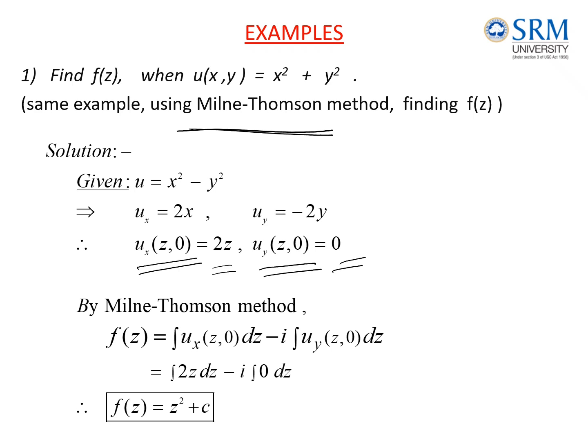So if I substitute ux at the point z comma 0 here, it will become 2z dz, and here uy at the point z comma 0 is 0, so this integrand becomes 0. Therefore, if I integrate 2z with respect to z, I'll get z square. So the same answer we are getting here. So by the Milne Thomson method, we can construct the analytic function f of z. Otherwise, by finding the conjugate harmonic function also, we can find the analytic function. Then let's take one more example to make this clear.